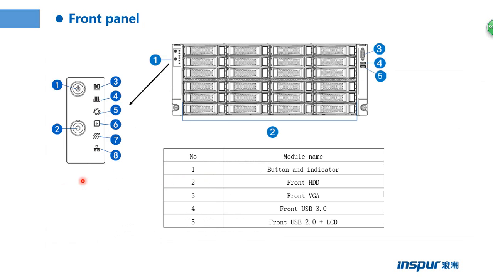This page shows the front panel. We can see there are many hard drives. This one is the power button, and this one is the UID button, and those 6 lights are the indicator lights: the network, the health, the memory, the fan, the network, and the power.